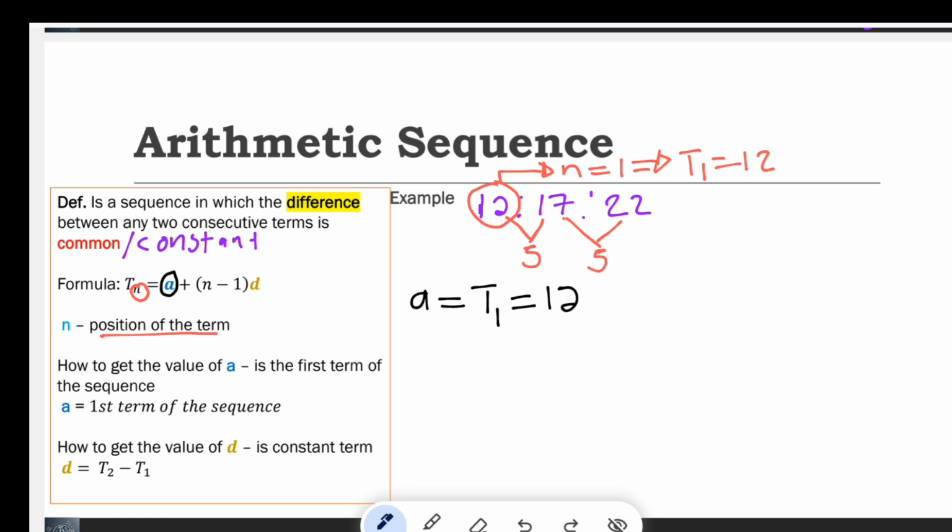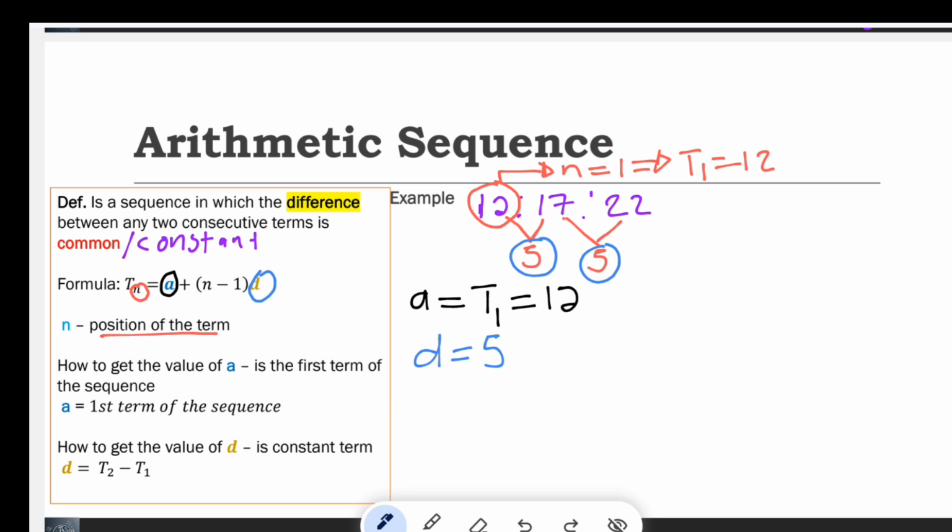Okay, now let's move forward. How do you get the value of d? d is the constant difference, or common difference, which is 5 in this case. It's here. This is our constant difference, our common difference. So it is 5.